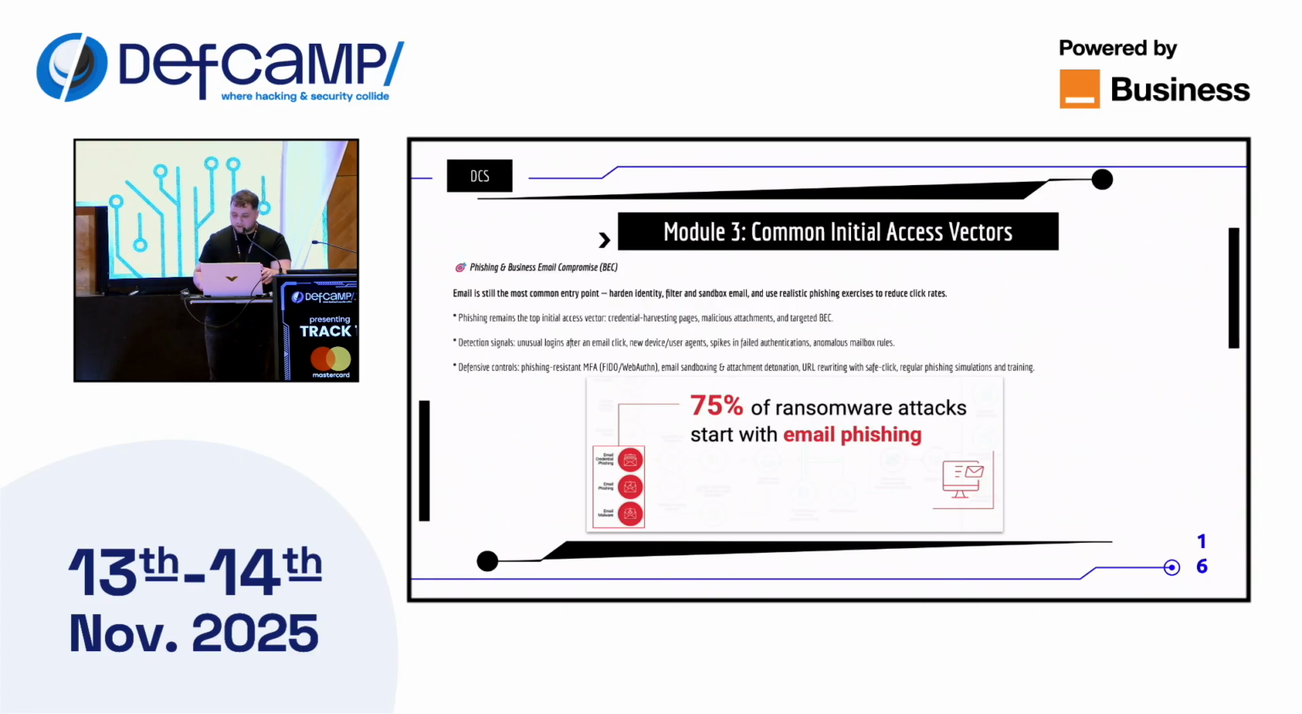Some common initial access vectors: 70% of ransomware attacks start with email phishing. It's still the most common entry point. It remains the top initial access vector, where attackers try to build credential harvesting pages, or maybe send malicious attachments with malware and stuff like that.